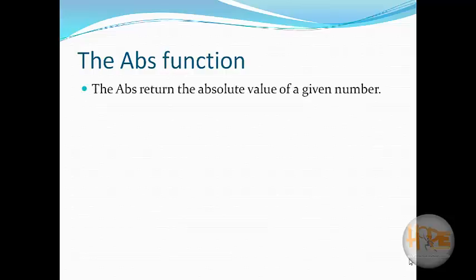So let's see first the absolute function. Absolute returns the absolute value of a given number. The syntax of absolute function is math.abs and we have to pass the number which we want to make absolute. It returns a numeric value which we have to store in some variable.